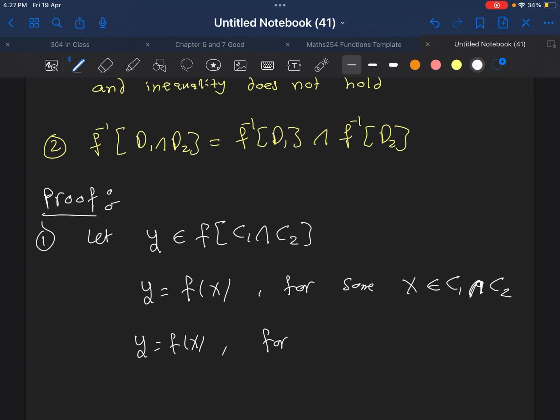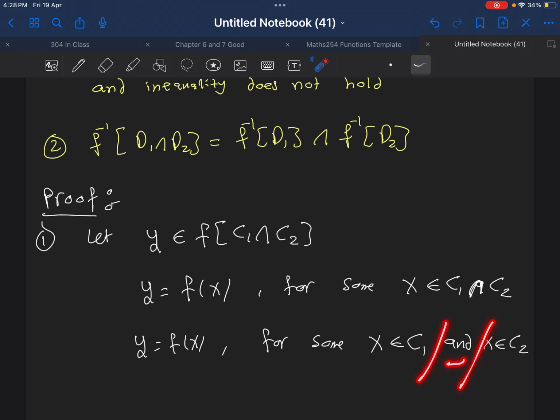We continue writing for some x, but this time it will be x in c1 and x in c2. So I know that x is in c1. I know that x is in c2. So how about I break this statement using the AND? One time I write it with c1, another time I write it with c2.